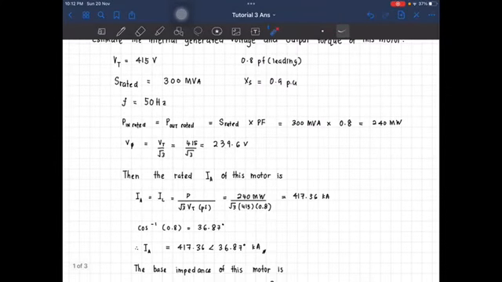First of all, we must find the power to find the rated IA of this motor. So P in rated equal to P out rated equal to S rated times PF. So 300 MW times 0.8 equal to 240 megawatt. And then we find V phase equal to VT over √3, which is 415 over √3 equal to 239.6 volt.